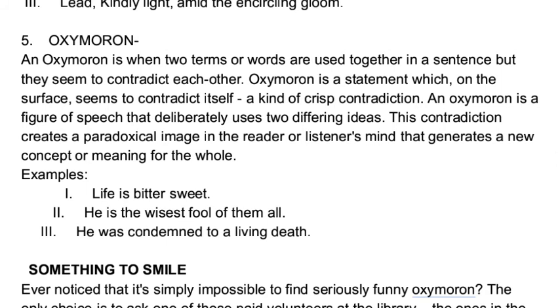For example, first, life is bittersweet. He is the wisest fool of them all. He was condemned to a living death. So here the two contradictory words are used in each sentence.